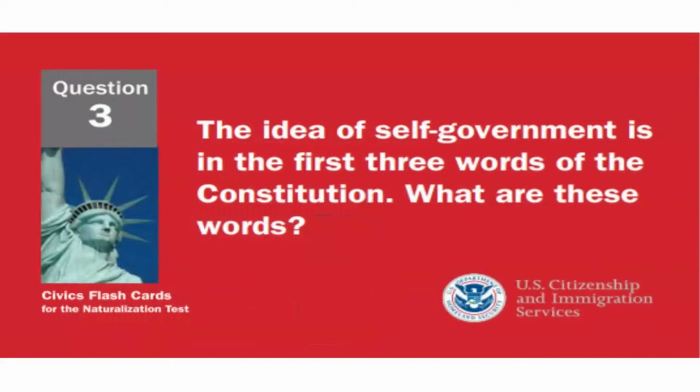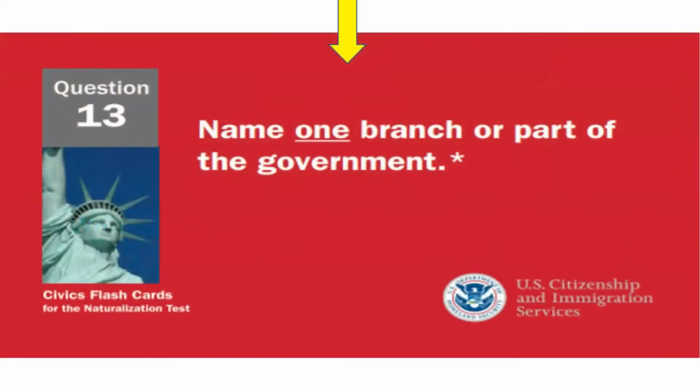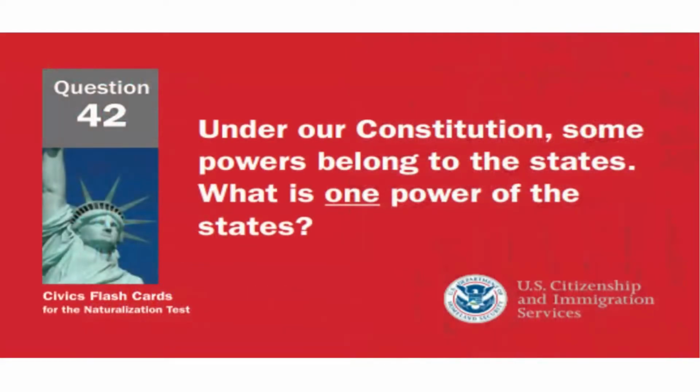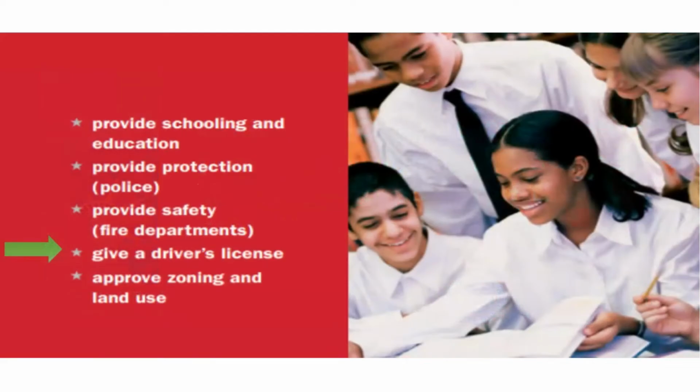The idea of self-government is in the first 3 words of the Constitution. What are these words? We, the people. Name one branch or part of the government. The Congress. Under our Constitution, some powers belong to the states. What is one power of the states? One power of the states is to give a driver's license.